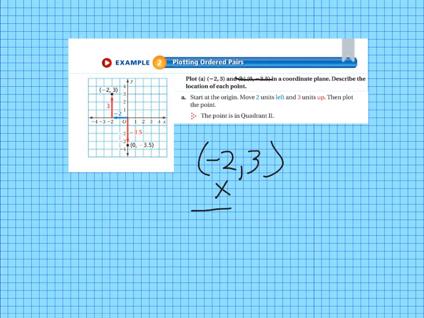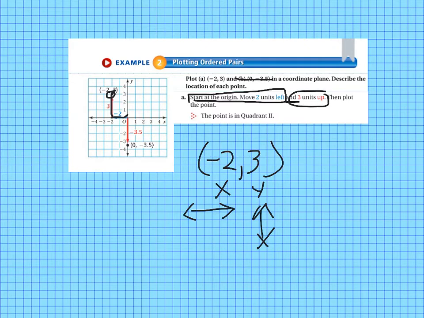So you can always look, they're usually labeled. So x goes horizontally and y goes vertically. So the -2, we go across and we go to the left because it's negative, and then we go up 3 for the y, and that's where it lands. So our steps here are start at the origin and move 2 units left, so that would be about a step 1, and then move 3 units up, that would be about a step 2, plot the point, and then the point is in quadrant 2.